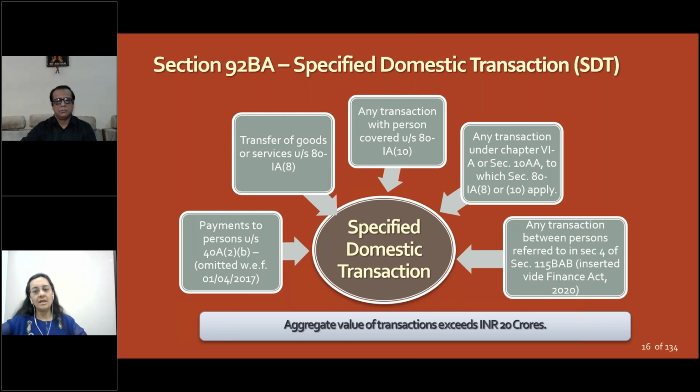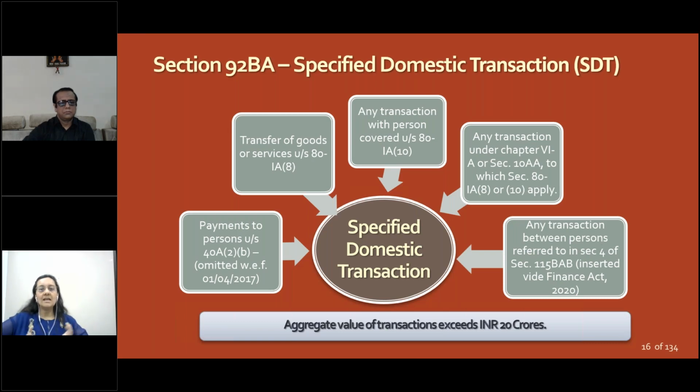Now the latest addition in this is through the Finance Act of 2020, which is for Section 115BAB. If you remember, 115BAB has newly been inserted for manufacturing companies with a lower rate of tax. This section says that anywhere where that manufacturing entity, due to its relationship with the entities with whom it's transacting, has earned more than ordinary profit, in those cases transfer pricing shall apply. So this is the latest addition to the SDT regime, and we have to wait and watch how this is actually going to be applied.